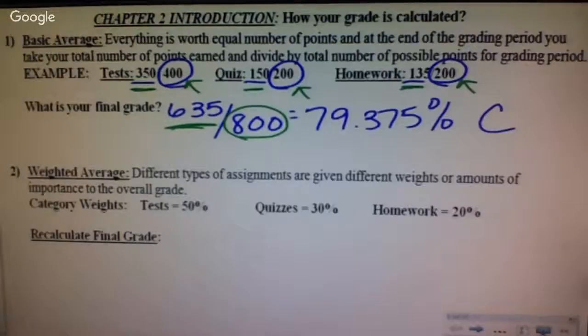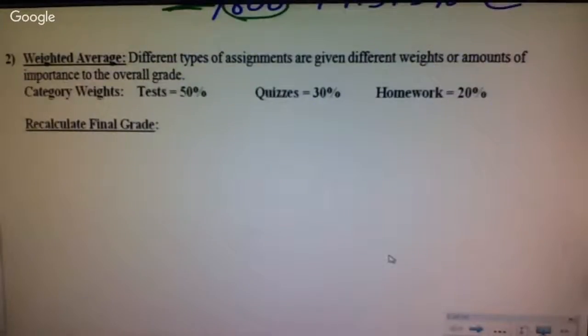Okay. Unfortunately, that's not how your grade is actually calculated in the classroom. We do what we call a weighted average. So when most of you get your syllabuses, it says that your tests are worth this % of the class, your quizzes are worth this % of your class, the homework's worth this % of your class. Okay, so each category is worth a different percentage. So that needs to take into consideration when we actually calculate your final grade. So we've got to calculate everything separately then.